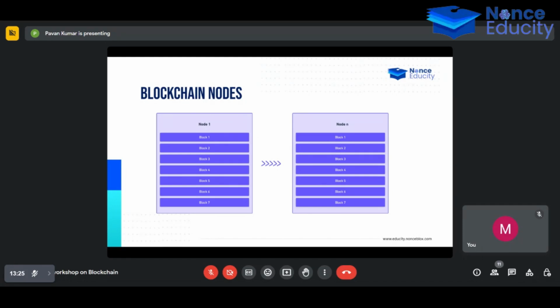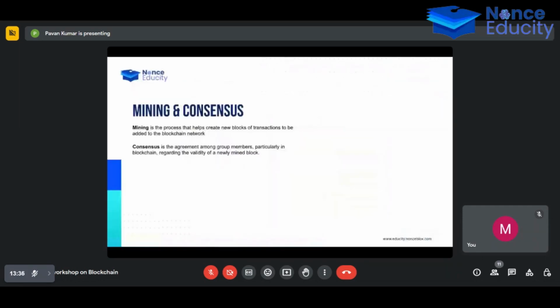If there's a misconception here, if there are some different changes here, then it won't be accepted. It will be rejected. That's why all the nodes are required to keep a copy of the blocks. That's how we validate it. By this way, blockchain would guarantee you security.